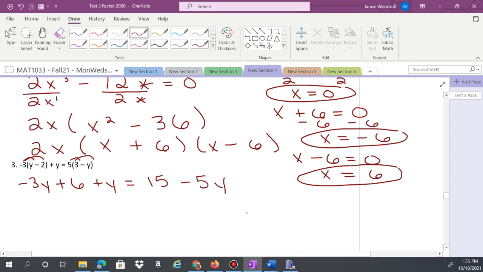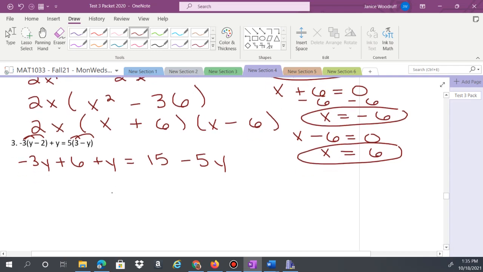This isn't quadratic. This is actually linear, so you could solve this like a normal problem. But since we're actually doing the factoring, we are going to solve it by factoring. All right, so let's go ahead. This side, we got to combine like terms. So negative 3 plus 1 gives me a negative 2y plus 6 equals 15 minus 5y.